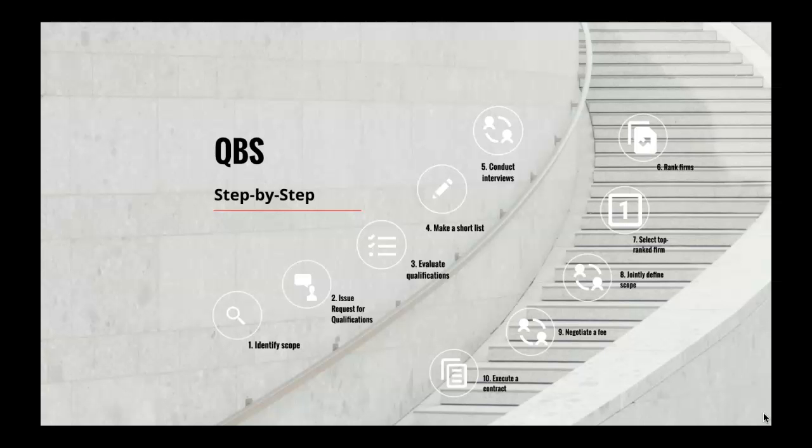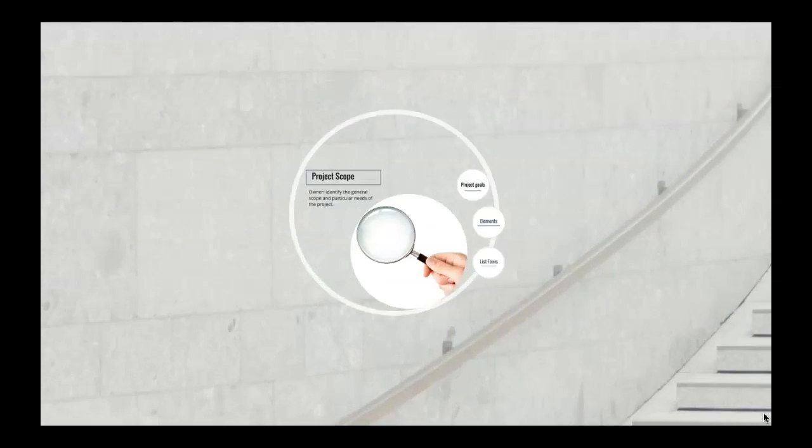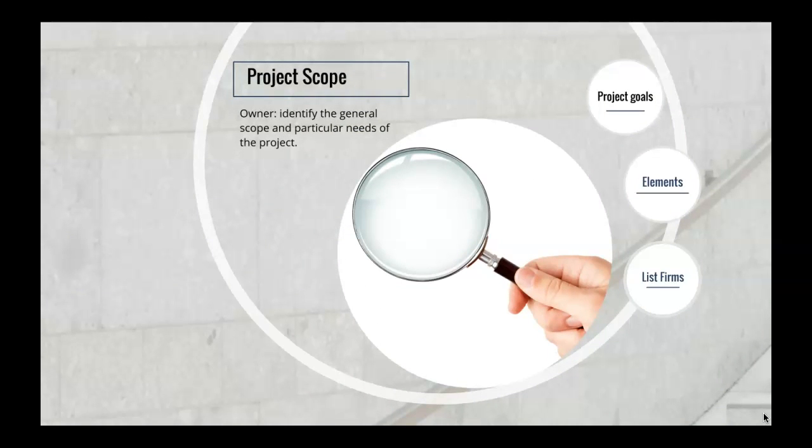Let's jump in. Step 1. Identify scope. To begin the selection process, the owner must identify the general scope and the particular needs of the project. Just as the owner needs information about the qualifications and competence of the professional design firms, the firms need to know the project requirements and goals.